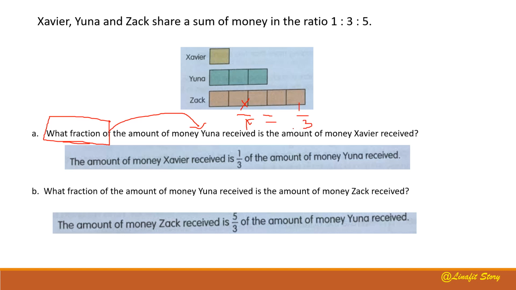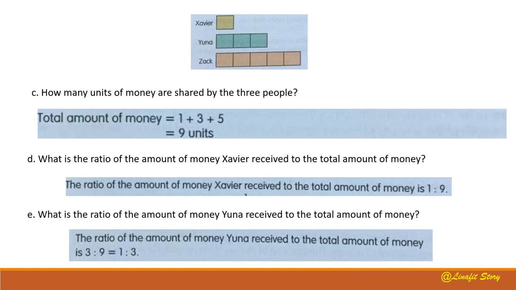Question B. What fraction of the amount of money Yuna received is the amount of money Zach received? So be careful over here, what fraction of? So Yuna will be the denominator, while Zach becomes the numerator. So Zach out of Yuna equals 5 out of 3. So the amount of money Zach received is 5 out of 3 of the amount of money Yuna received. How many units of money are shared by the 3 people? So the total amount of money equals 1 plus 3 plus 5 equals 9 units.